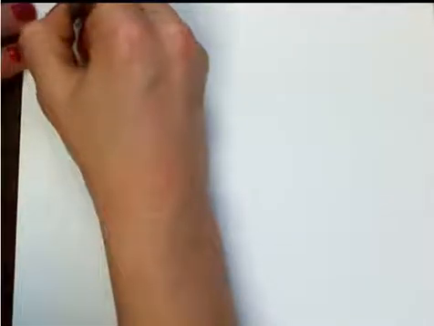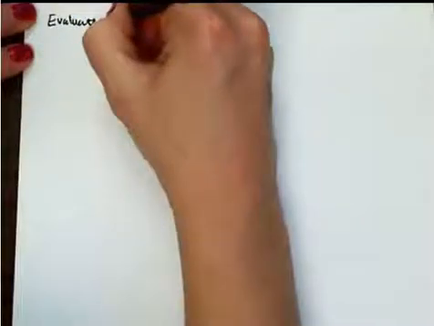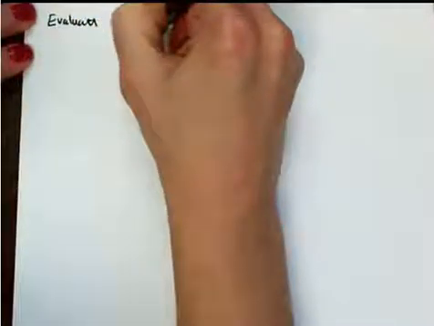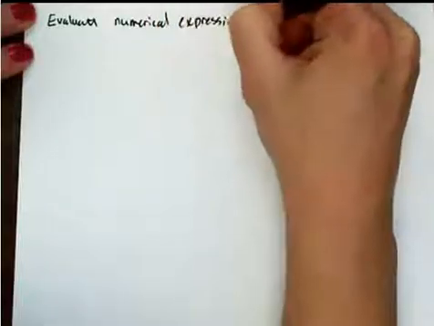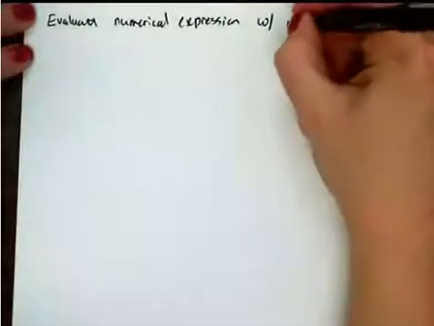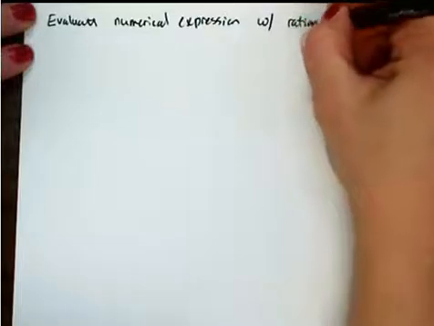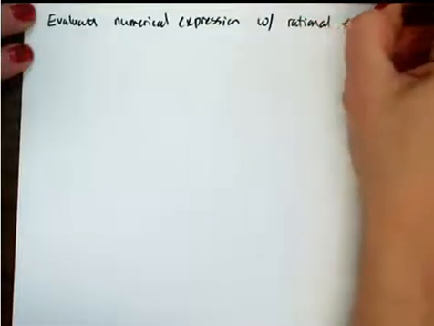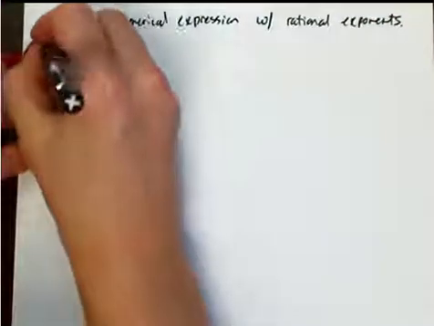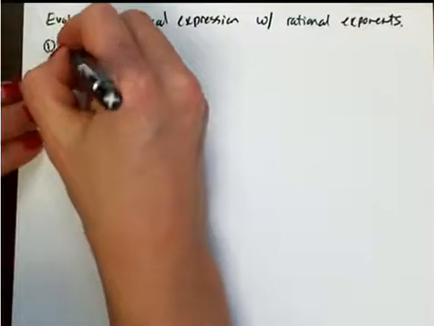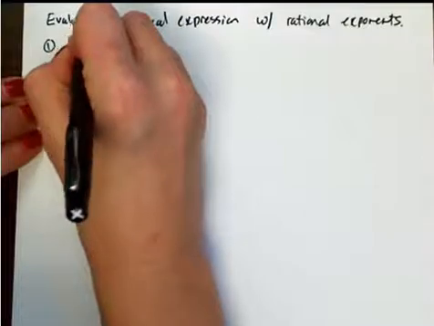All right, so we're going to go over how to evaluate a numerical expression with rational exponents. Okay, so we have about 6 examples that we're going to look at. First one being 4 to the power 5 over 2.